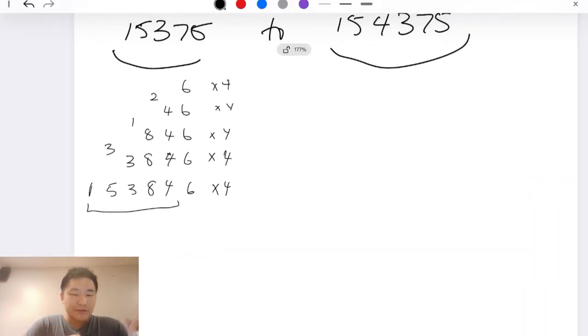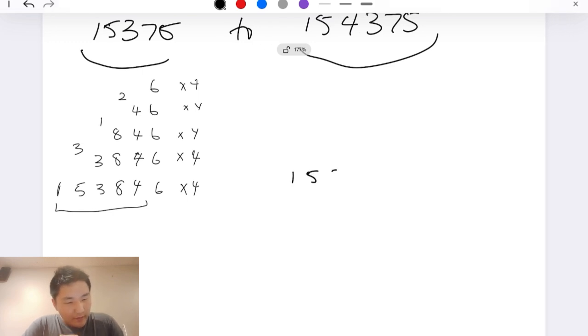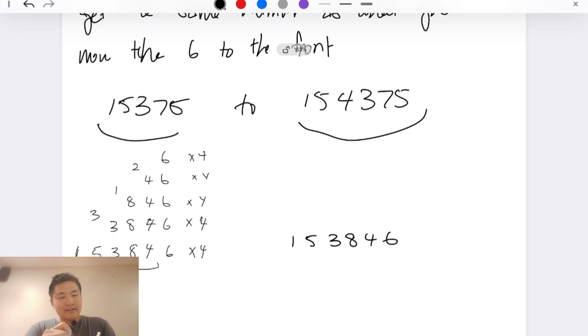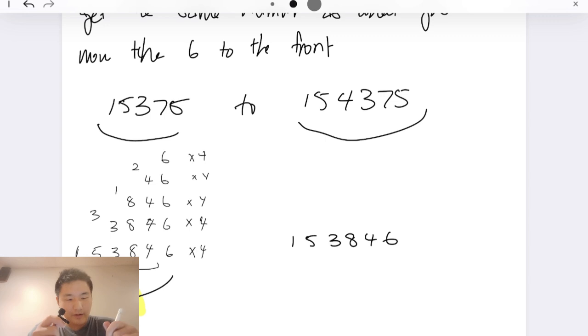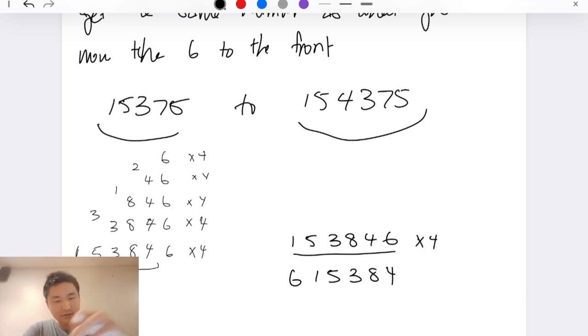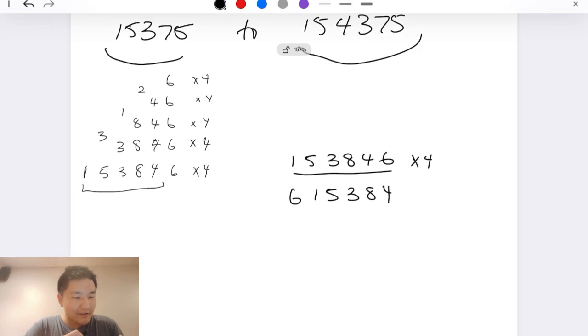Oh right, yeah. So when you have the number 153846. Oh right, and also you're searching for the smallest natural number. So this number over here repeats after a while. So technically you could go on forever, but because we're looking for the smallest natural number, we want it to have as few digits as possible. So you have this number here, and when you move the 6 to the front, it becomes this number. And this number over here multiplied by 4, you know what that gets you? I'm using a calculator. It gets you this number.